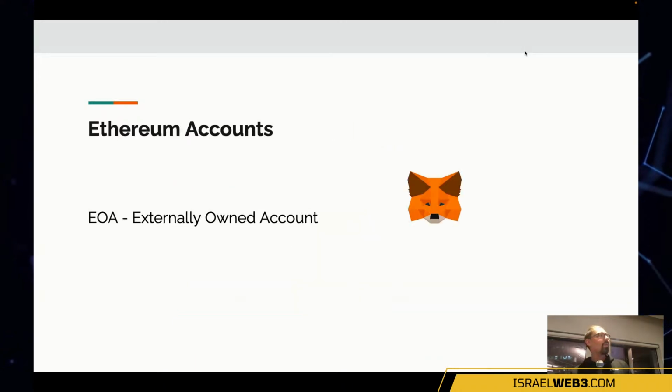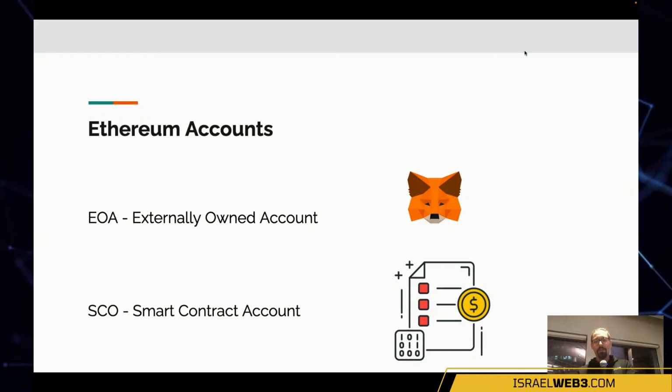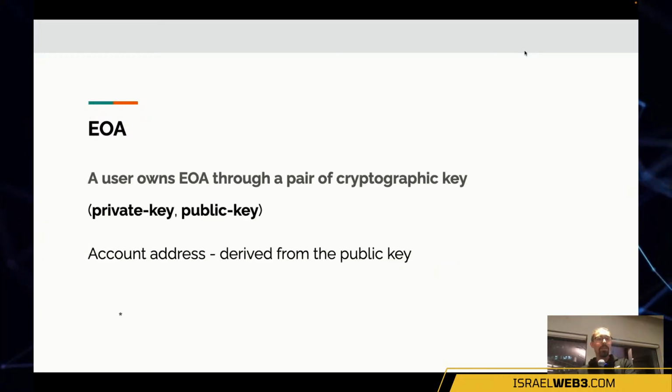So what's the problem? There are two kinds of accounts in Ethereum. There are externally owned accounts that everyone is aware of, like our MetaMask account. It's basically controlled by a private key. And there's the smart contract account. Let's dive into the first one.